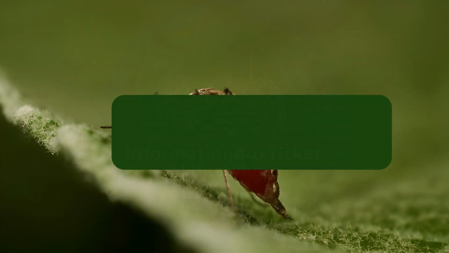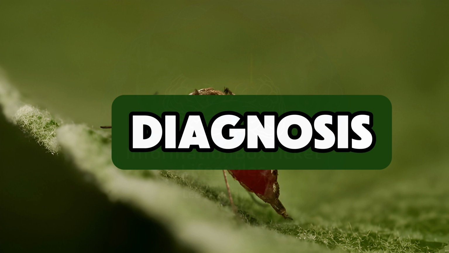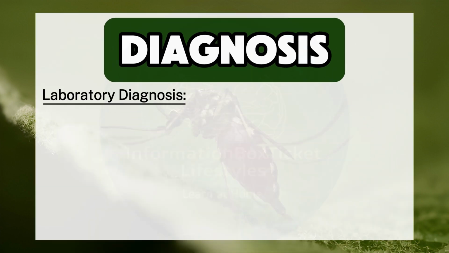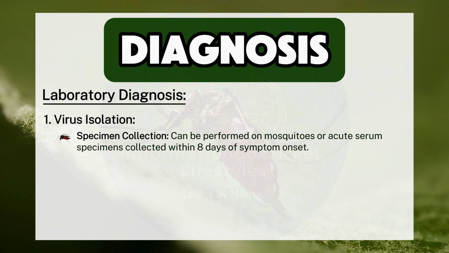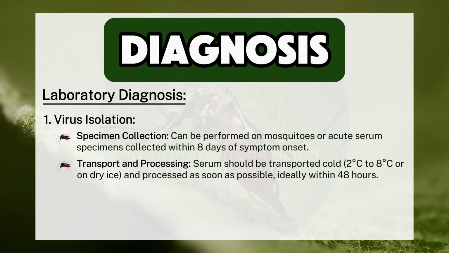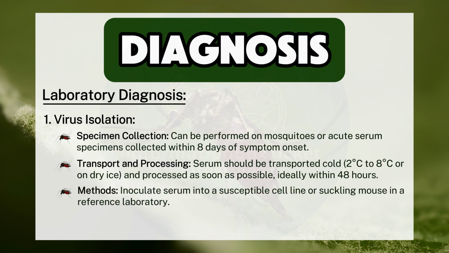Diagnosis of chikungunya virus infection. Laboratory diagnosis. 1. Virus isolation. Specimen collection can be performed on mosquitoes or acute serum specimens collected within 8 days of symptom onset. Transport and processing. Serum should be transported cold, 2 degrees Celsius to 8 degrees Celsius, or on dry ice, and processed as soon as possible, ideally within 48 hours. Methods. Inoculate serum into a susceptible cell line or suckling mouse in a reference laboratory.